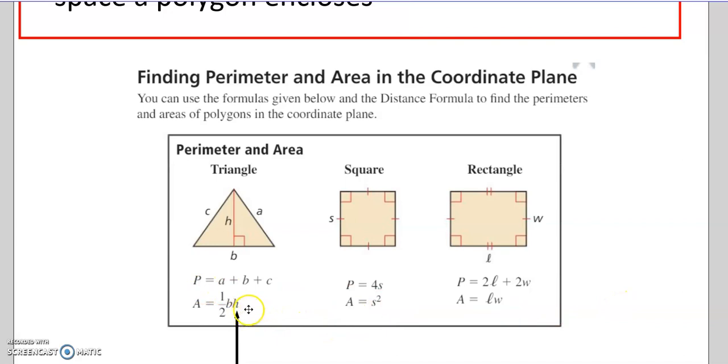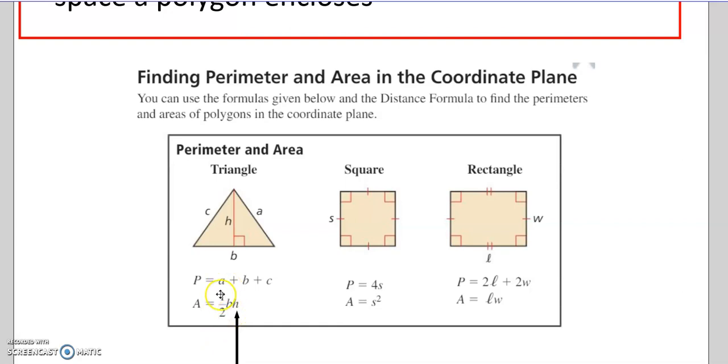And the area, we know for area of a rectangle, that's length times width. Area, again, is length times width. We can call it S squared for a square because you know they're the same, right? All sides are the same. And the triangle, this might be a reminder, area equals 1/2 base times the height.